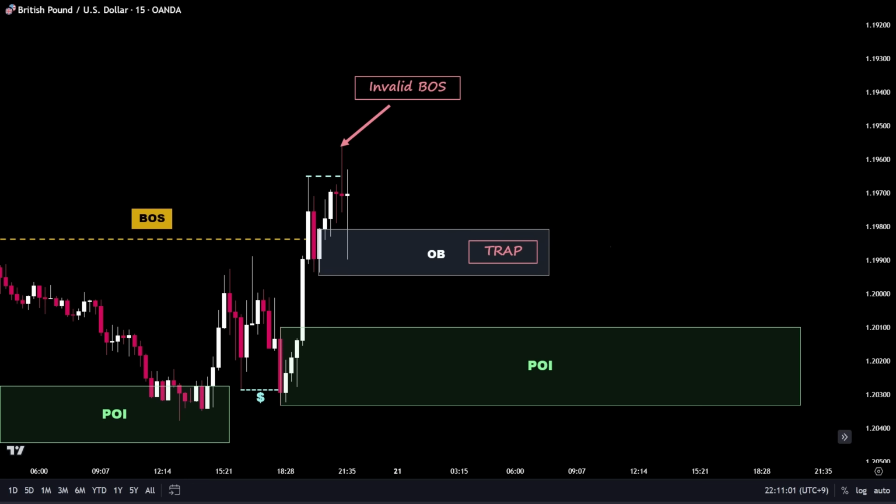Now let's continue. It's important to remember that price does not necessarily need to mitigate or touch all demand zones, such as POIs or order blocks, in order to continue its movement. The primary focus for price is to gather momentum by sweeping liquidity, which provides the necessary fuel for its movement. So, the key factor that determines price behavior is the presence of liquidity in the market.